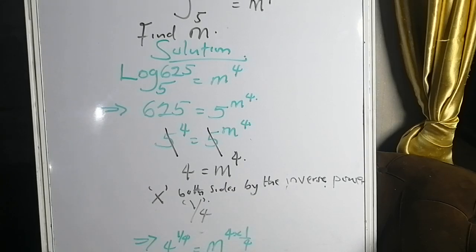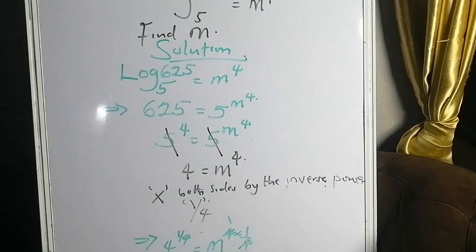Why are we doing that? I want to make m stand alone. I want to take that 4 to the other side, and the only way I can do that is to multiply by the inverse power of that m. So the 4 cancels the 4, and you now have only m. That implies that m equals 4 raised to 1 over 4, which is also the same thing as the fourth root of 4.